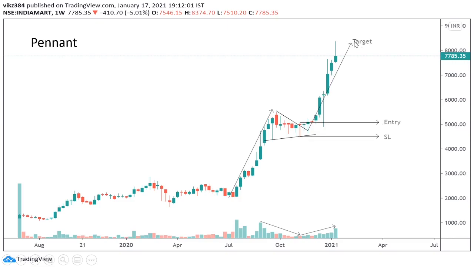The target is already hit in this. I think it was around 8200 or something. I will show you on TradingView how to exactly plot the levels and how to find your successive targets if the flag is very big. This particular stock I also posted on my Facebook group, and you can check that out.